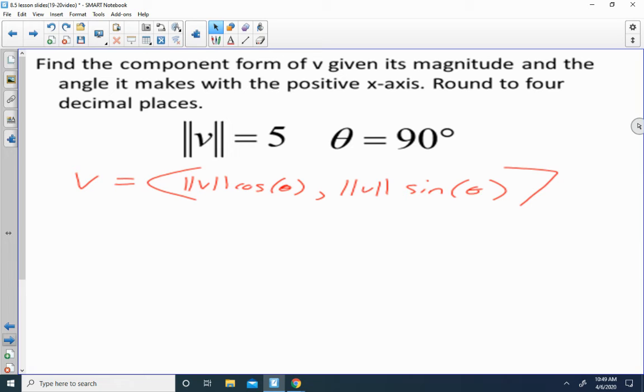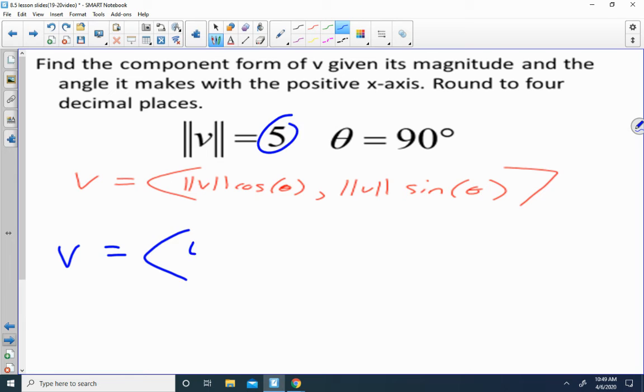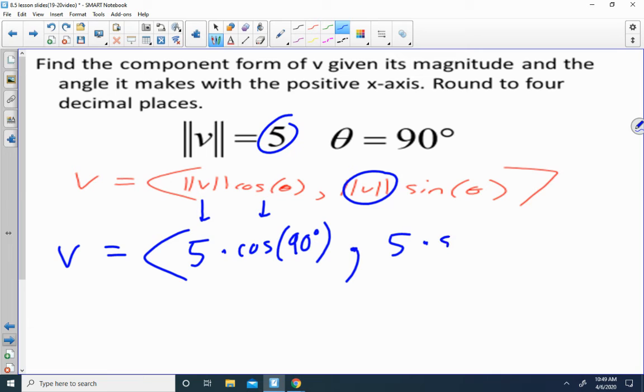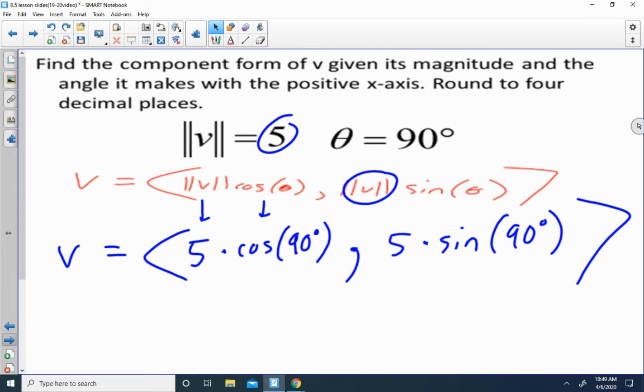So, let's say we had that original vector that we looked at with magnitude of 5 and a directional angle of 90 degrees. Let's find the component form using this formula. So in other words, I'm going to have to do the magnitude, which is 5, and then I'm going to times that by cosine of the angle, or cosine of 90 degrees. Then, to find the second number, I'll do the magnitude, which is 5, and then multiply it by sine of 90. And then let's see what happens.